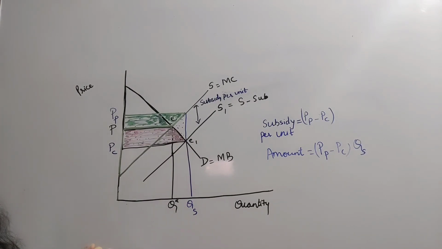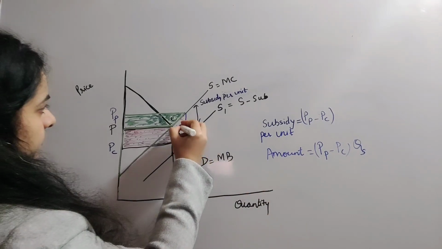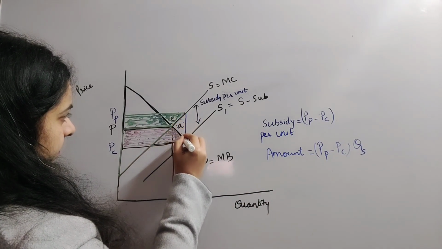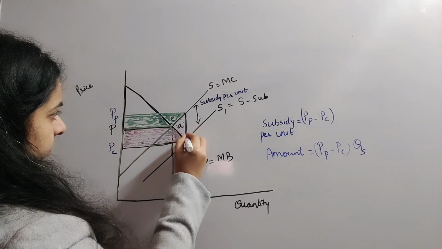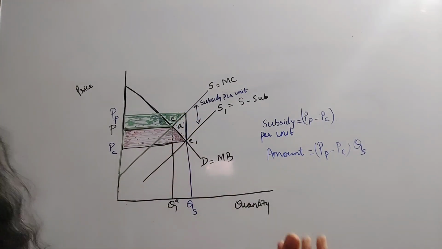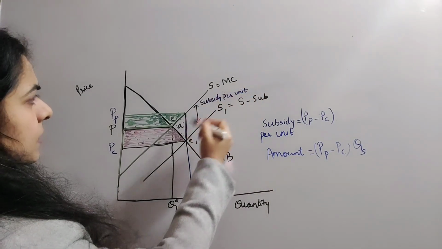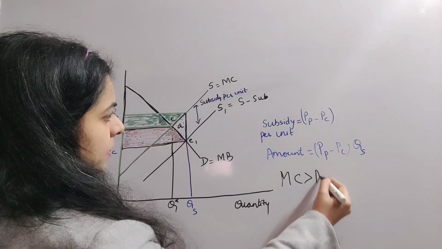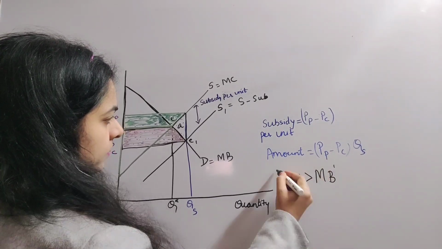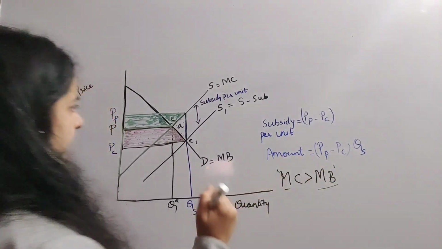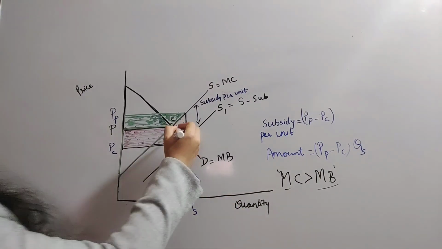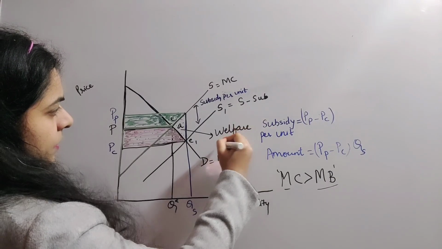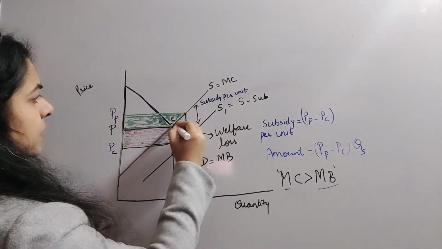This results in a welfare loss to the extent of this triangle A. Because of overallocation of resources towards the production of the good, and since we can see here that the marginal cost is greater than the marginal benefit, there is a loss in social surplus, and this welfare loss as a result of subsidy is represented by this triangle.